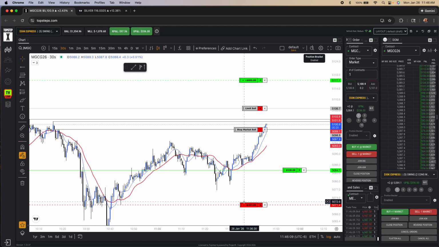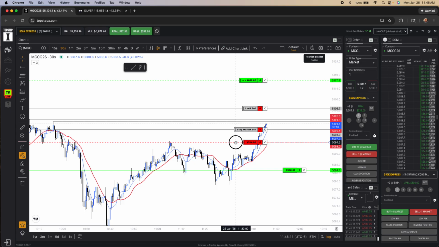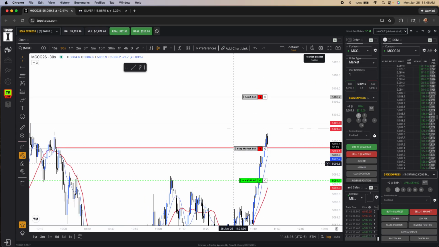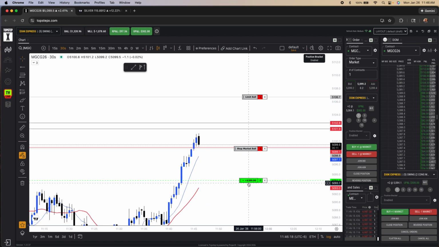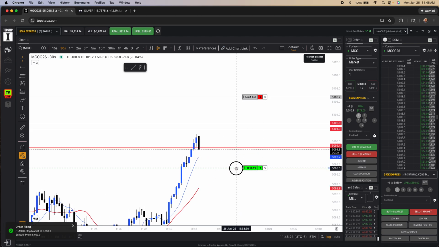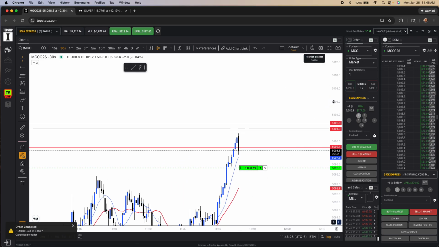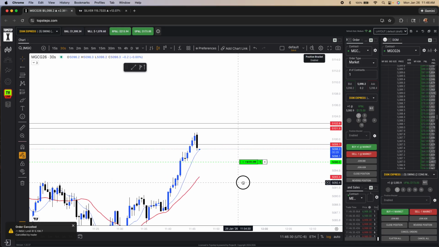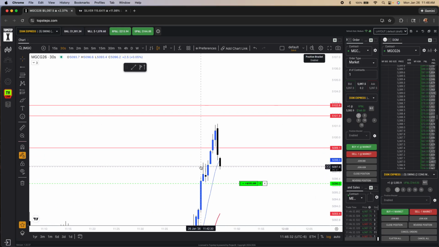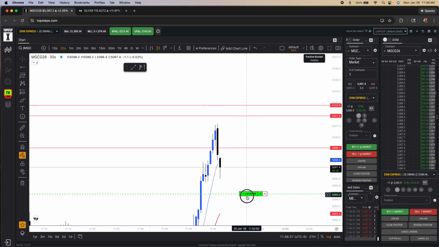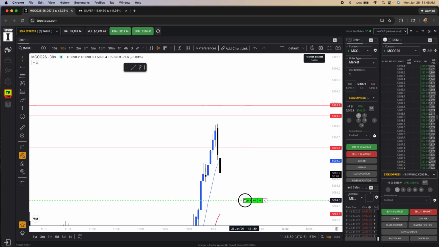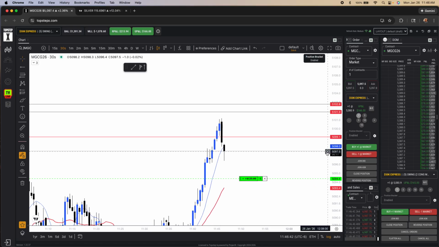Insane day. Insane day. We're going to move this up to here. All right, order filled. We're probably going to move this to right here as well. There's a little accumulation candle. I feel like I should lower this just a tad. I'm going to put it at 135.